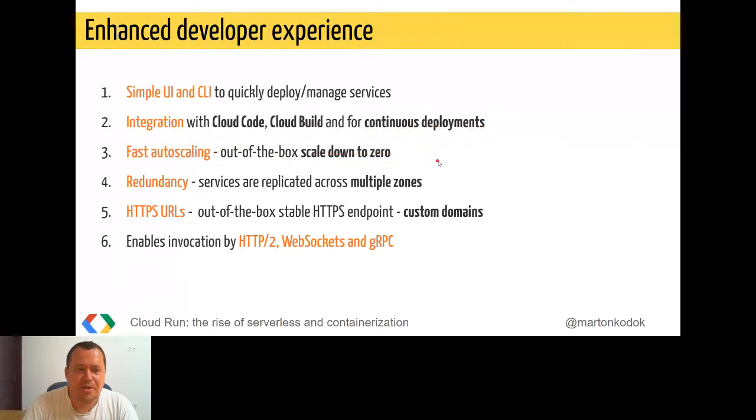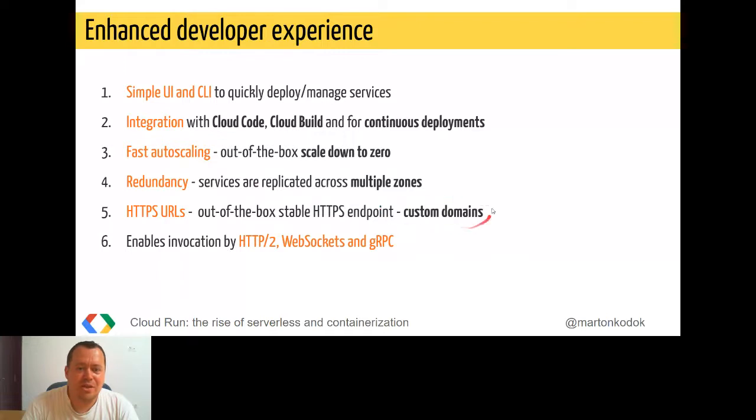It has out-of-the-box scale down to zero and also scales to the sky limit and the quota of, let's say, the zone, because in the cloud as well, there are exhaustible numbers that could be reached. Services are replicated across multiple zones. And out of the box, it offers HTTP endpoints. If you have seen my examples, all the URLs were provided by Cloud Run. They were HTTPS already. And also you are able to add your custom domains to it.